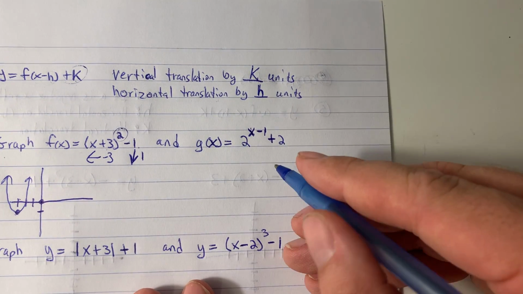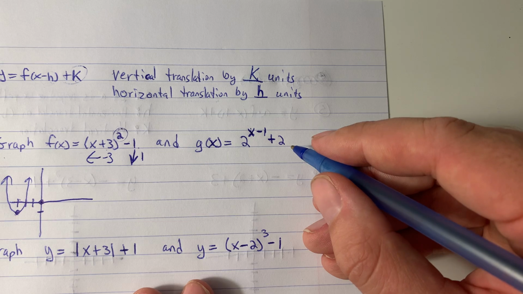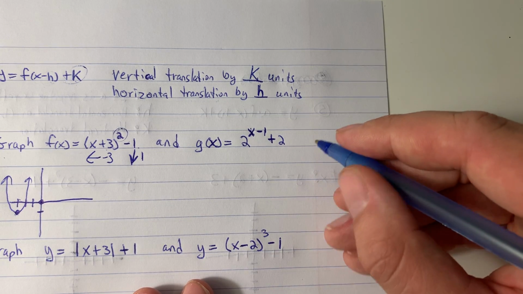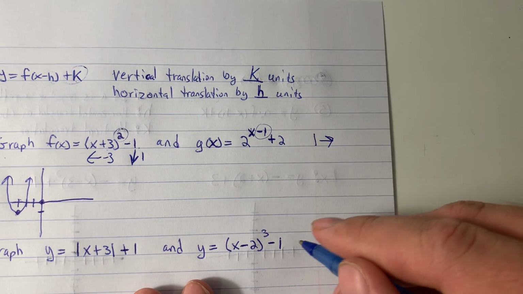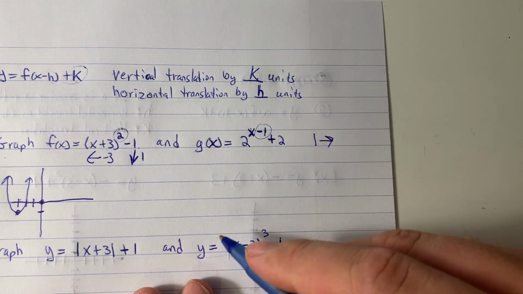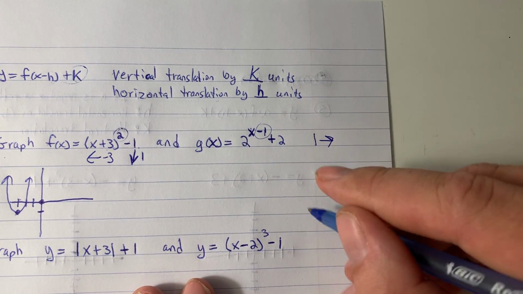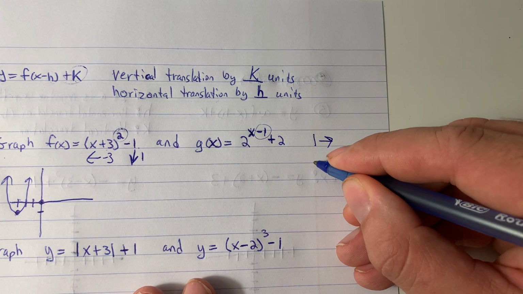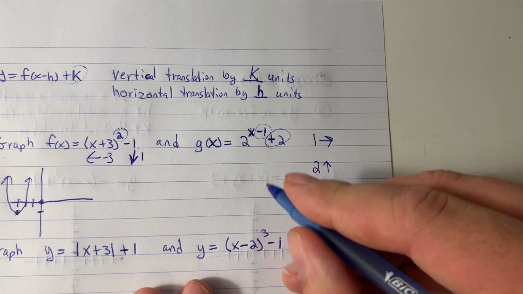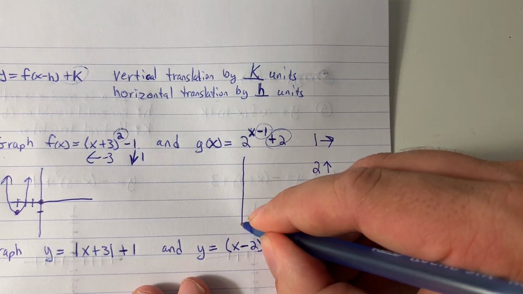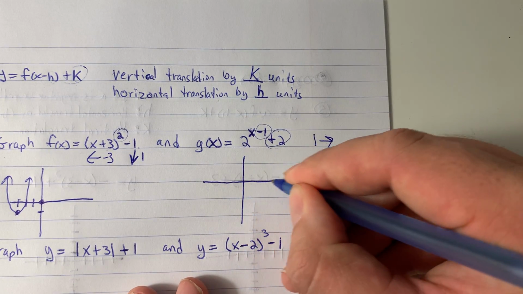Let's do one more example together. This is going to have a horizontal translation of how many units? It's going to be 1 to the right. And we can tell that because of the x minus 1 in the exponent. And it's going to have a vertical translation of how many units? 2 units up because of the +2 on the outside. Now, these are a little bit trickier.